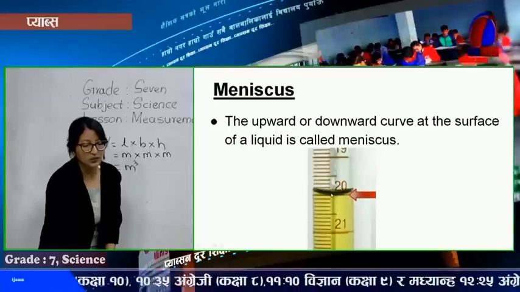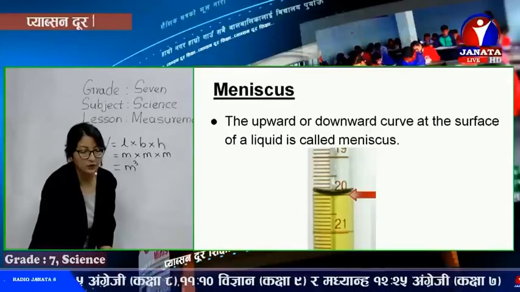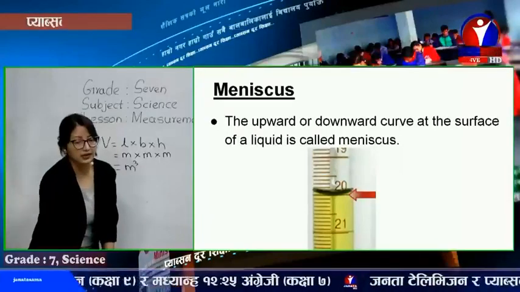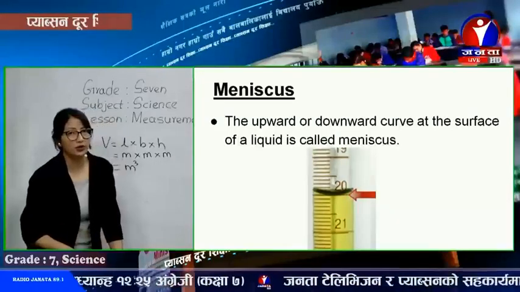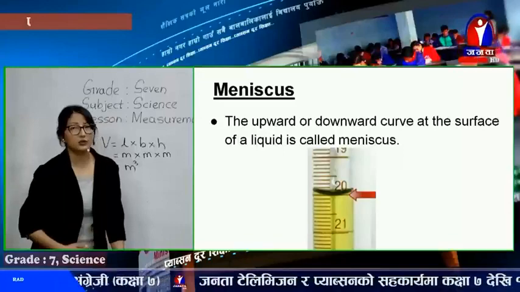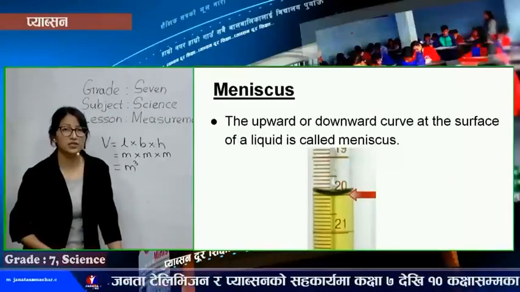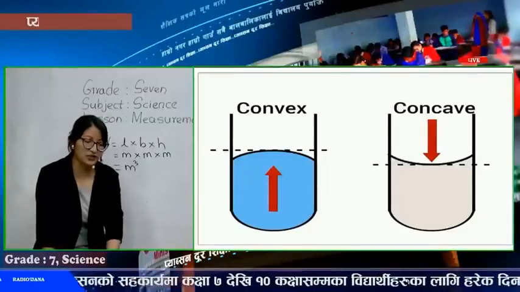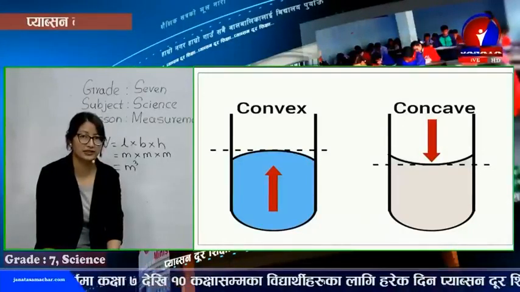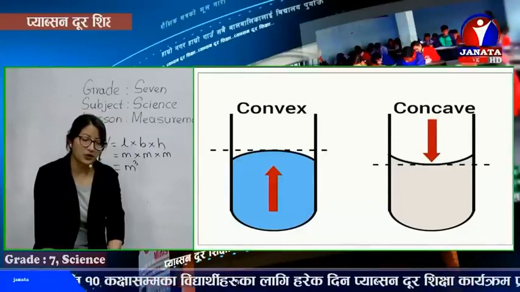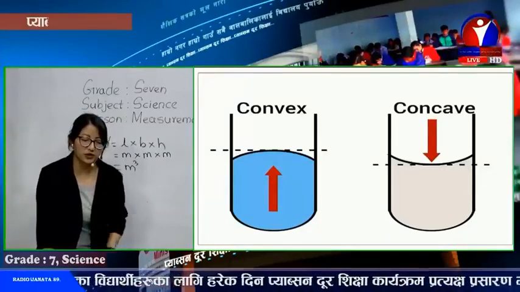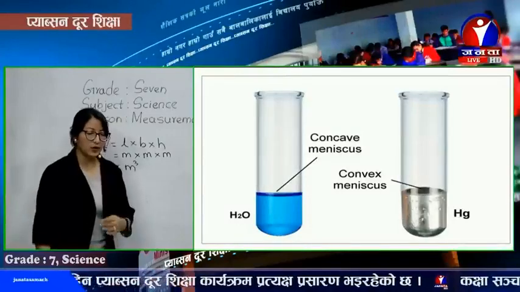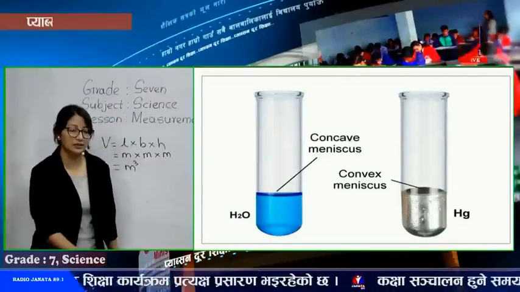We have to take reference of this meniscus, see the arrow being pointed and shown over there, to measure the volume of the liquid. Sometimes there might be an upward curve or sometimes a downward curve, depending upon the property of the liquid. So this is the meniscus. If it's facing downward, that is a convex curve, or if it's facing upward, you can see the concave one.